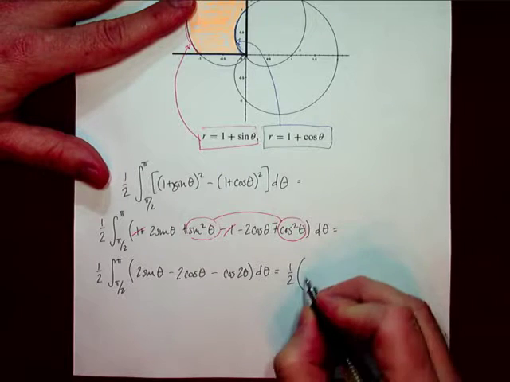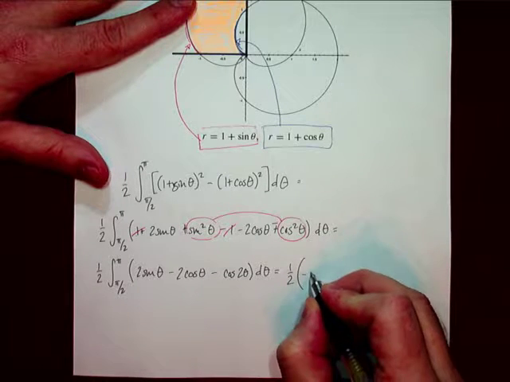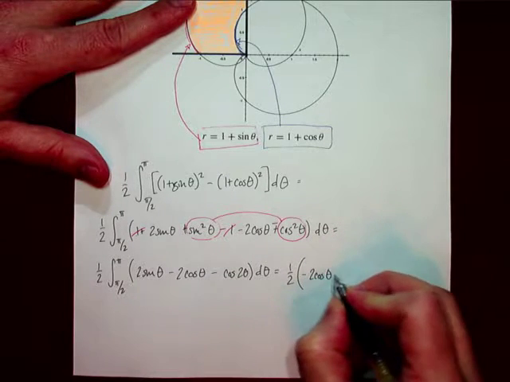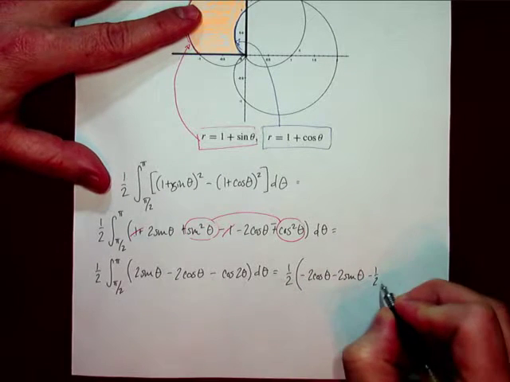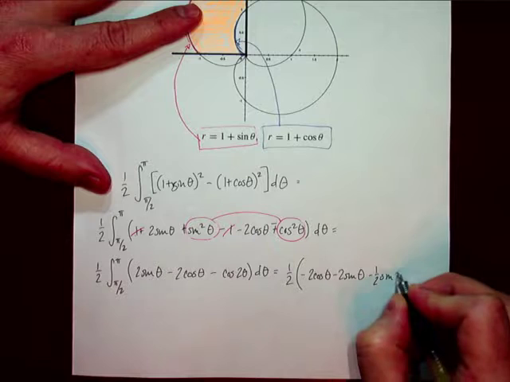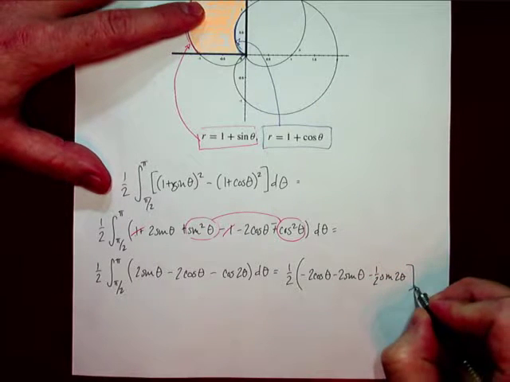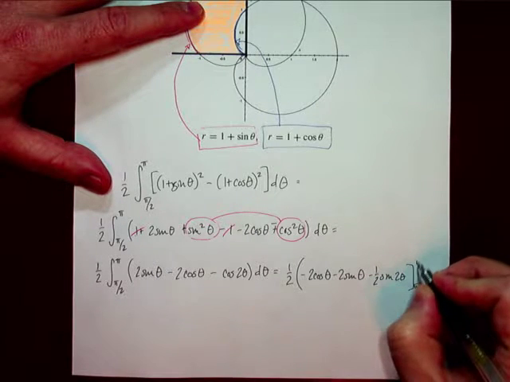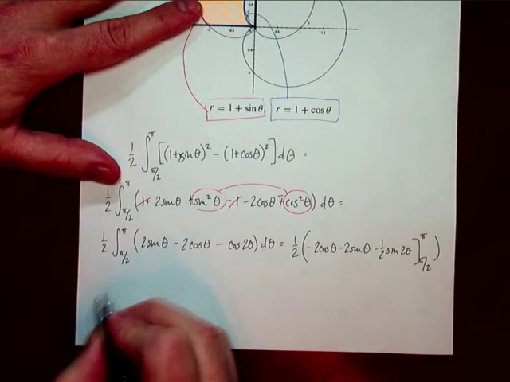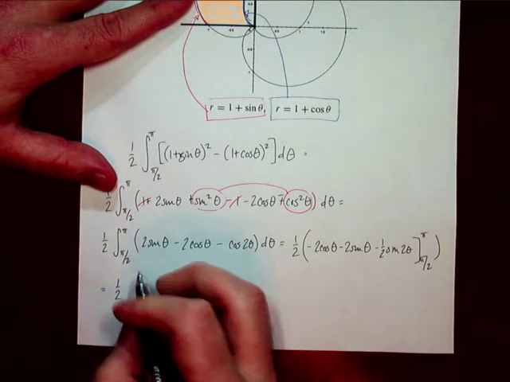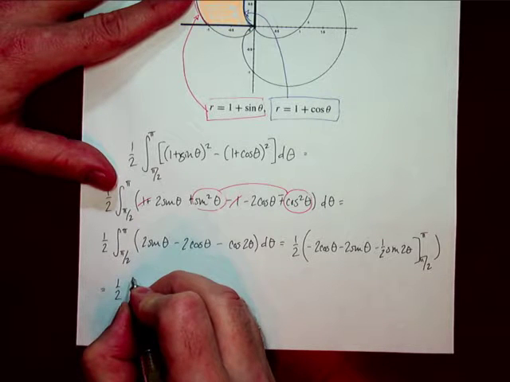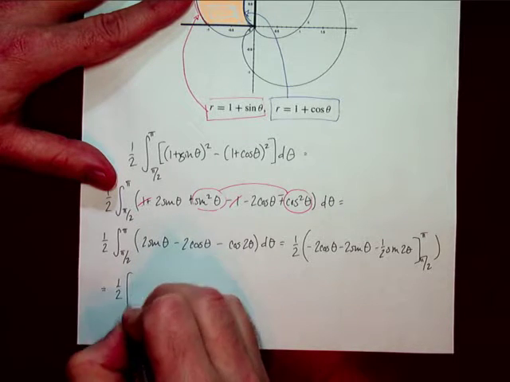We'll leave the half out in front, and that becomes negative 2 cosine theta minus 2 sine theta, and then minus 1/2 sine of 2 theta. And you're going to be relatively surprised at what all of this work actually gives us. We still have the 1/2 out in front. Let's go ahead and bracket.